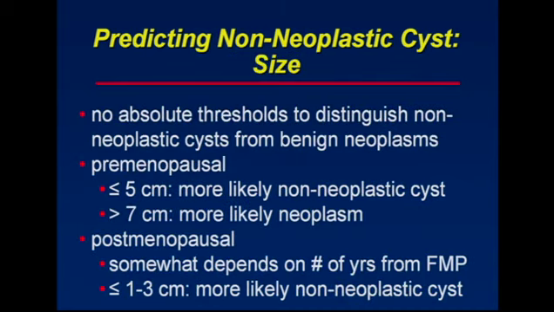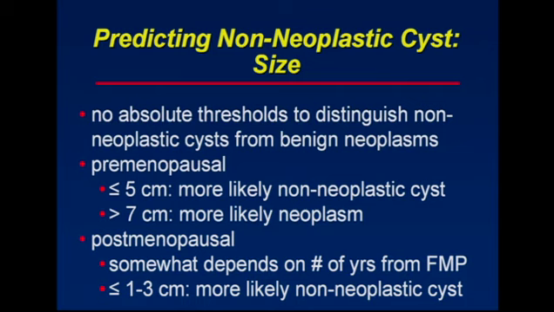A para-ovarian location also means that it's less likely to therefore require surgical treatment. And finally, size. And this is what most people want to pay a lot of attention to. Unfortunately, there really are no absolute thresholds that allow us to distinguish a non-neoplastic cyst from a benign neoplasm. There's no number below which everything is a non-neoplastic cyst and above which everything is a neoplasm. But there are some numbers that can be helpful.